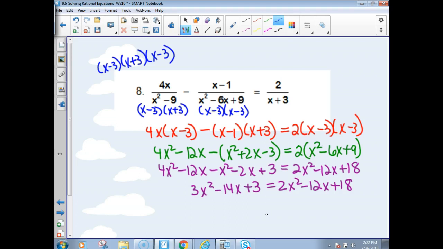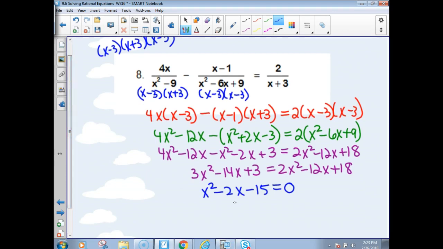Don't jump steps. Okay, subtract 2x from both sides. Add 12x to both sides. Subtract 18. And now I'm down to a very doable factoring. This is x minus 5 times x plus 3. That gives me a solution of 5 and negative 3.